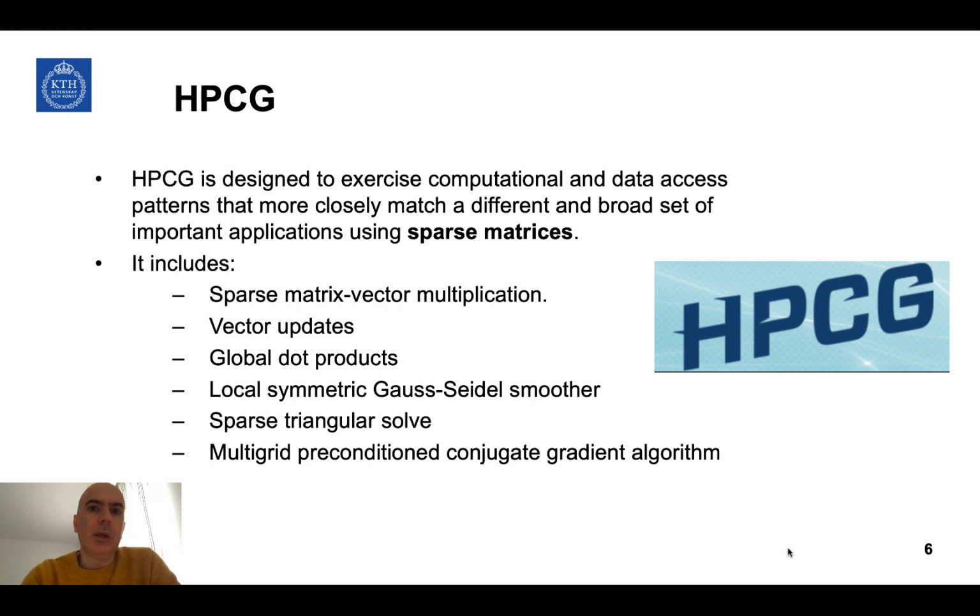It completes many different operations. The most important ones, and the most representative of HPC workloads, are sparse matrix-vector multiplication, vector updates, so just scaling vectors, global dot products, so calculation of inner products, local symmetric Gauss-Seidel smoother, sparse triangular solver, and the multigrid preconditioned conjugate gradient algorithm.